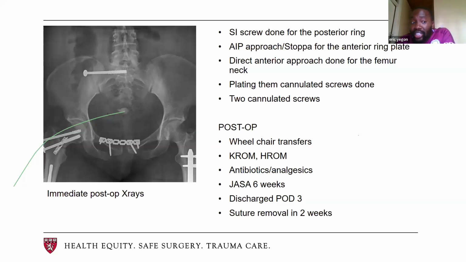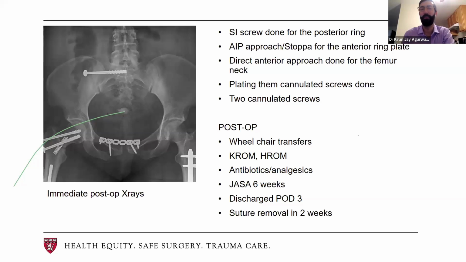So if you don't have an SI screw, you can usually do an open approach and put a plate. But if you're fortunate and you have a cannulated screw and you can do it safely, you can actually do an SI screw. So for us, we just went for the SI screw and the plate to augment that fixation. Yeah, I think that's a wise decision.